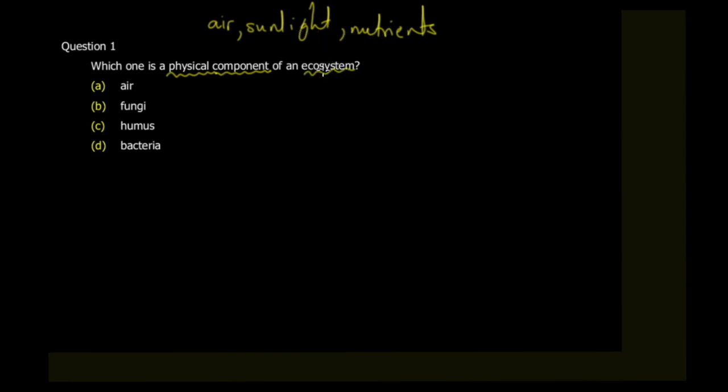They're not living, they're non-living. They're also called abiotic components. Here the prefix a simply means the opposite of biotic, the opposite of living, the opposite of bio. So here we choose air. Fungi are microorganisms, and bacteria are microorganisms. Humus, we have microorganisms in humus, but it was a little bit tricky.